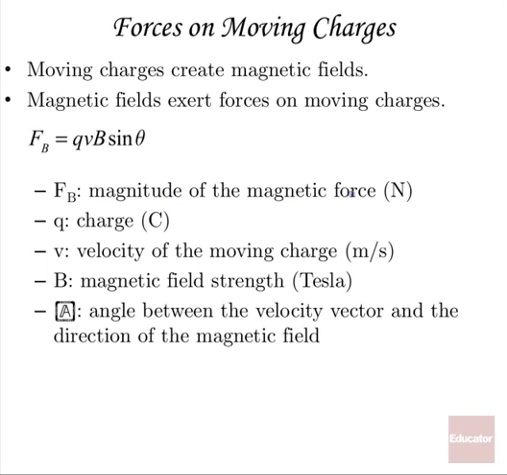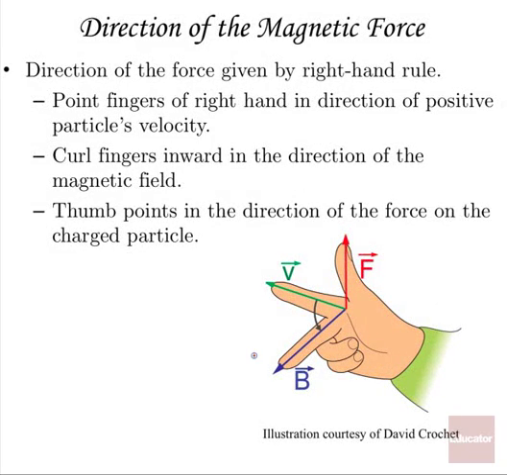So the magnetic force is measured in newtons, the charge is measured in coulombs, velocity in meters per second, magnetic field strength in Tesla, and the angle between them, that should be a theta, the angle between the velocity vector and the direction of the magnetic field. Now the direction of the magnetic force, this is going to take a little bit more work. We found the magnitude pretty easily using that formula. The direction of the force is given by the right-hand rule.